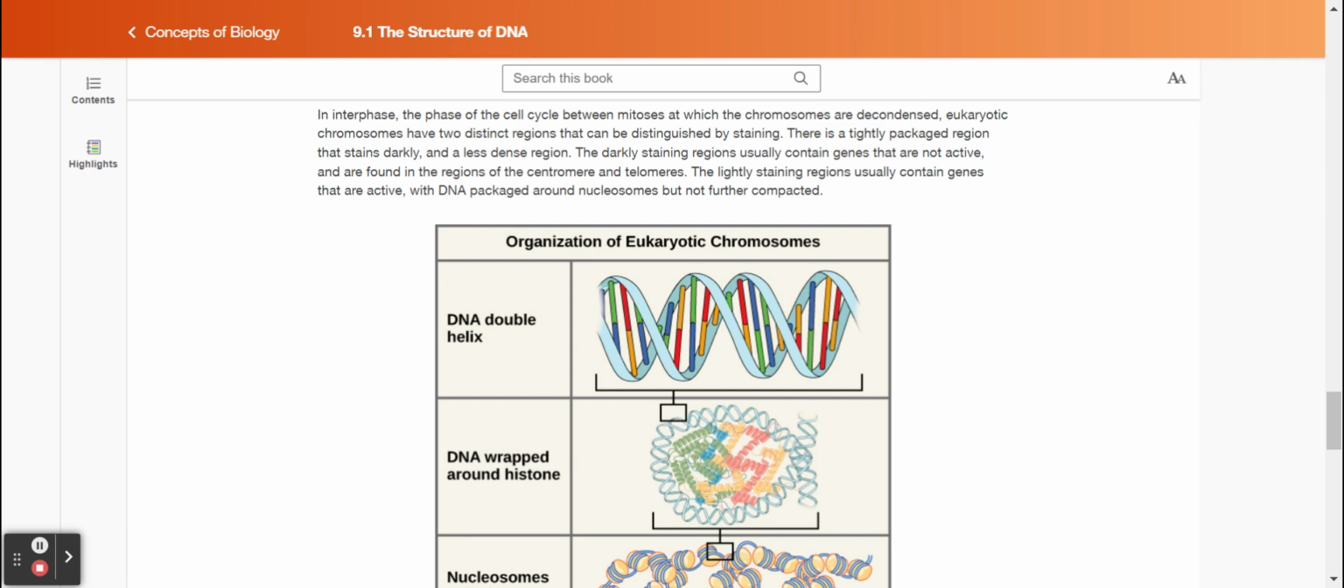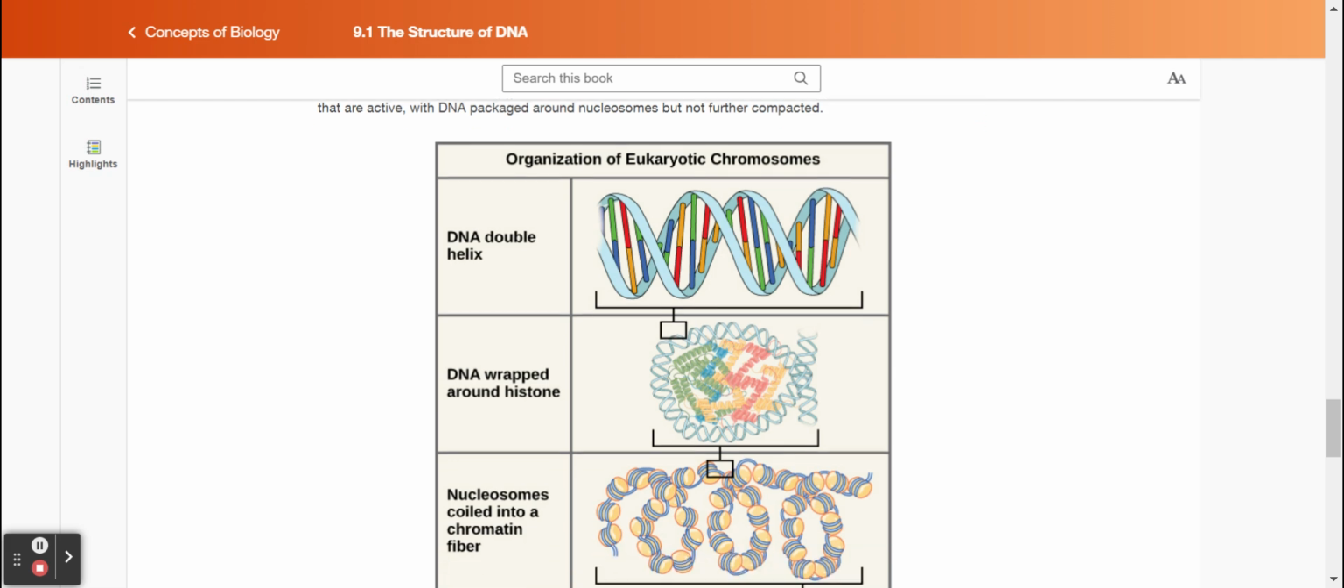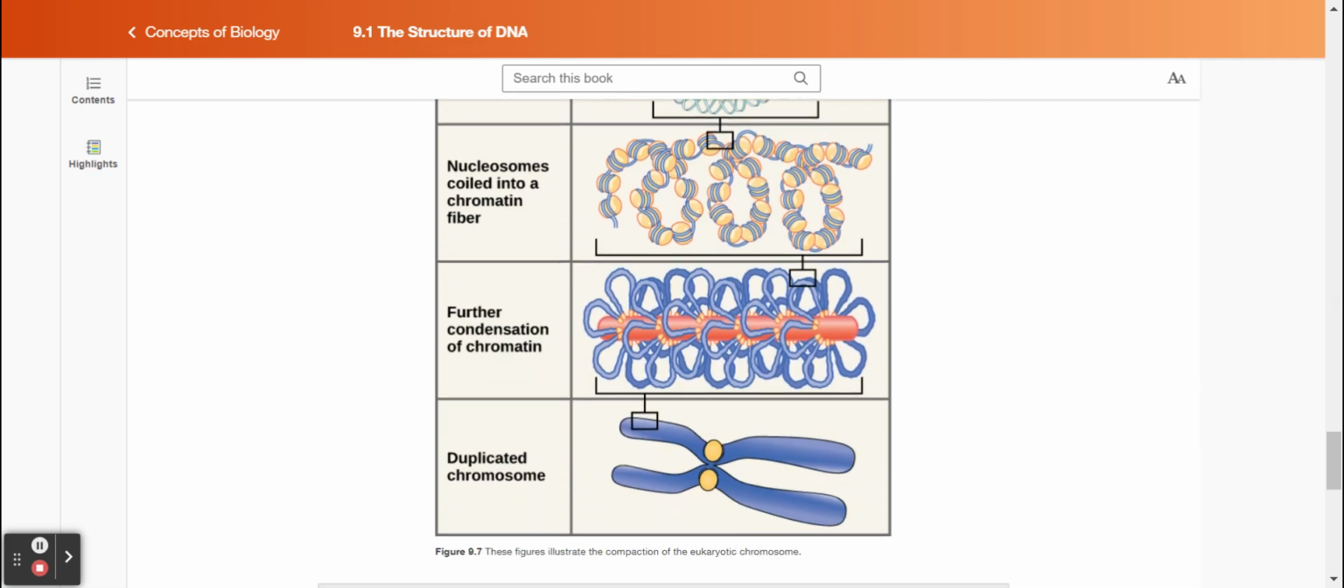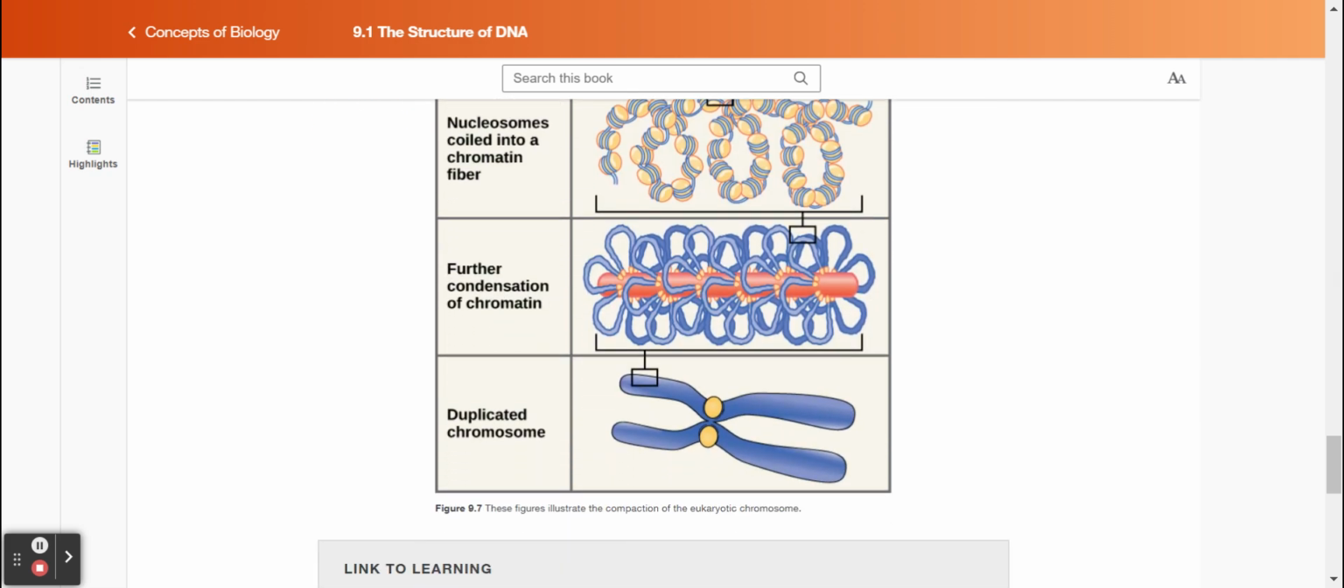The darkly staining regions usually contain genes that are not active and are found in the regions of the centromere and telomeres. The lightly staining regions usually contain genes that are active, with DNA packaged around nucleosomes, but not further compacted. Figure 9.7. These figures illustrate the compaction of the eukaryotic chromosome.